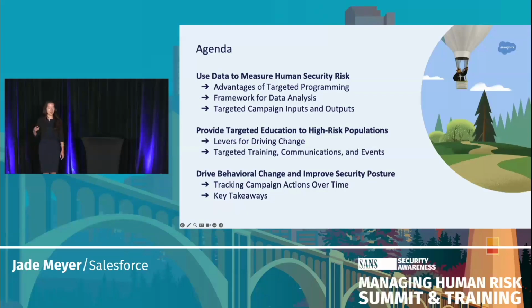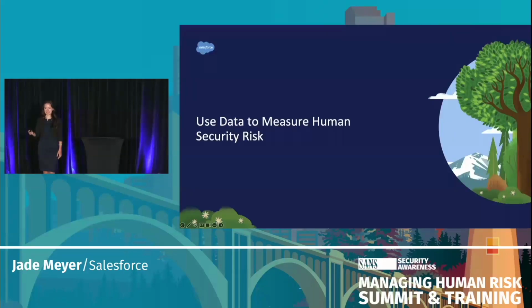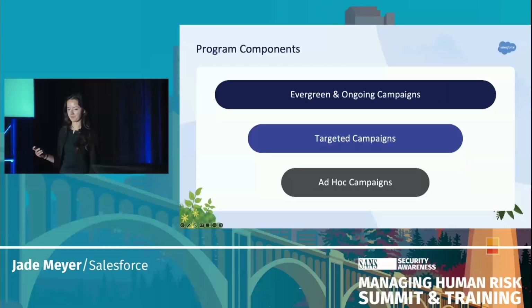Next, I'll talk about how we can provide targeted education to high-risk populations. So I'll touch on Salesforce's levers framework for driving change and how you can apply that to your organization's training, communications, and events. And finally, I'll talk about how we can integrate data analysis into our strategy to drive behavioral change and improve security posture by tracking campaign actions over time. So let's get started with using data to measure human security risk.